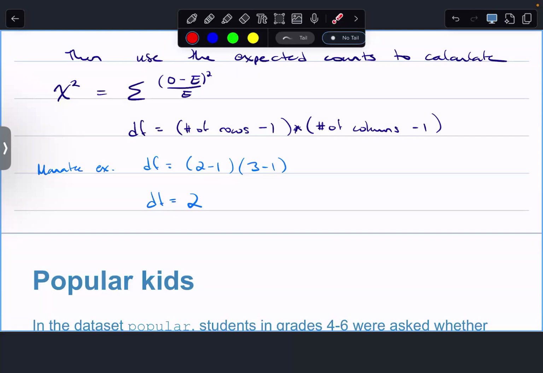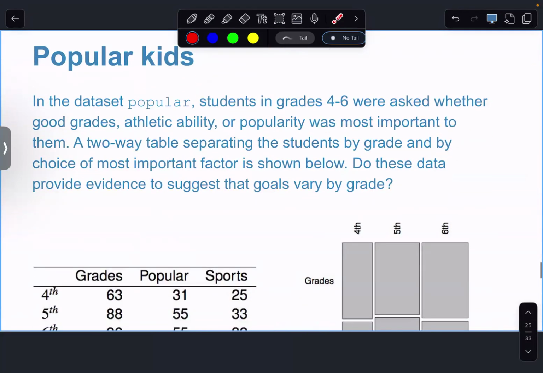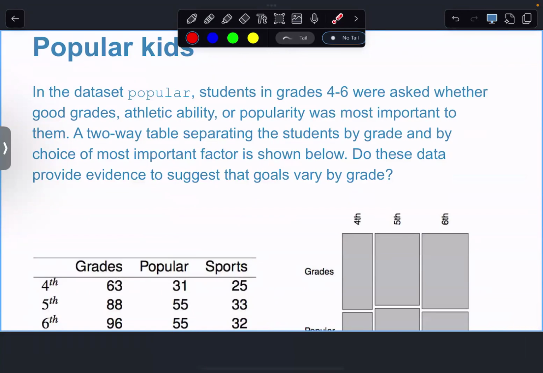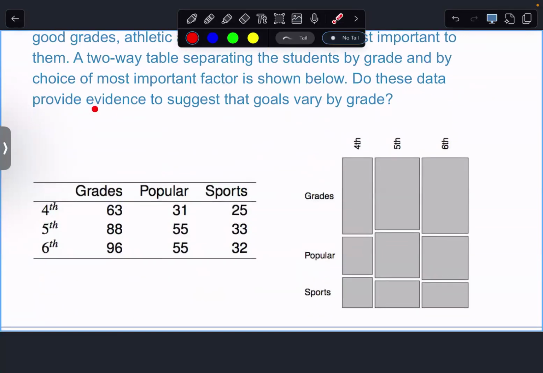Since we don't have numbers, and I'm not very good at coming up with numbers that will work on the spot for the manatees, how about we use this example? Popular kids. Students in grades 4 to 6 were asked whether good grades, athletic ability, or popularity was most important to them. And so a two-way table separating the students by grade, so that's a categorical variable, 4, 5, 6, and by choice of most important factor is shown below. Do these data provide evidence to suggest that goals vary by grade? Or does knowing the grade tell me something about what they prioritize as being most important?